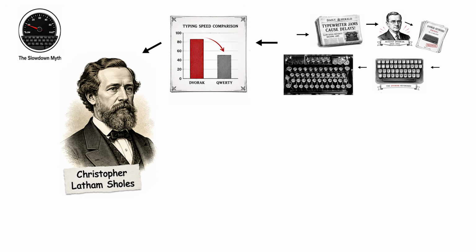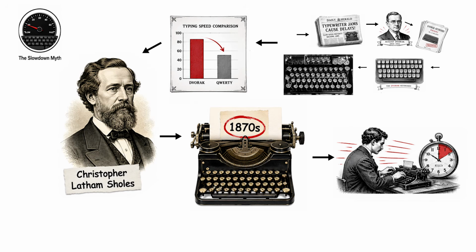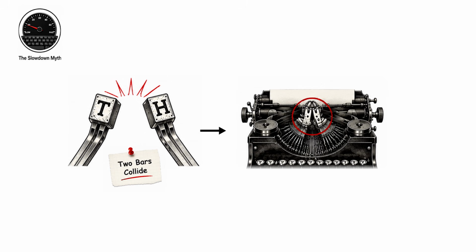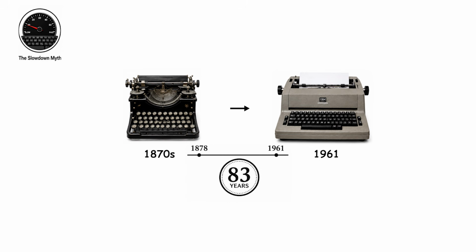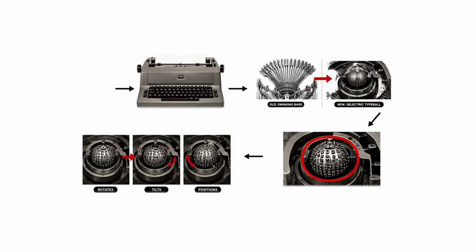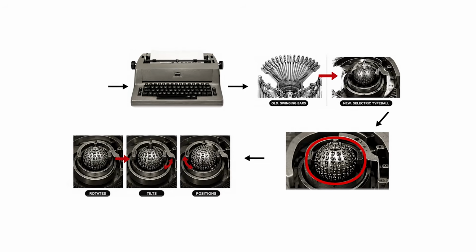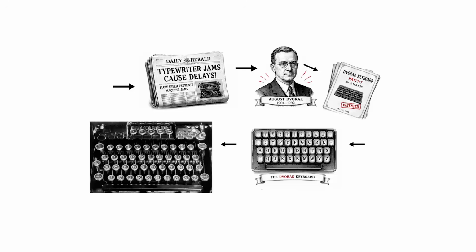Sholes' surviving patent paperwork from the 1870s shows no language about limiting human speed at all, only about reducing mechanical collisions between bars. The myth has now outlived the man who invented it by more than 80 years, and it's still the version most people repeat as established fact. It didn't come from a historian, it came from a sales pitch.